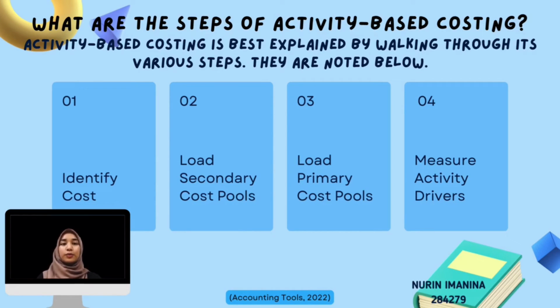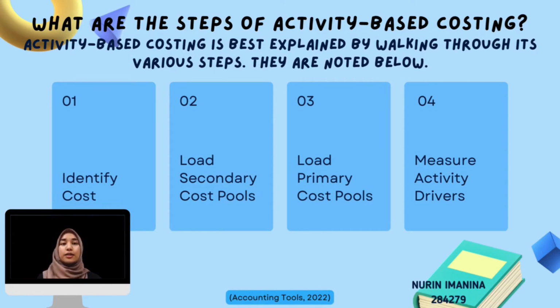Step 2. Load secondary cost pools. Create cost pools for those costs incurred to provide service to other parts of the company rather than directly supporting a company's product or services. The contents of secondary cost pools typically include computer services and administrative salaries and similar costs. These costs are later allocated to other cost pools that more directly relate to products and services.